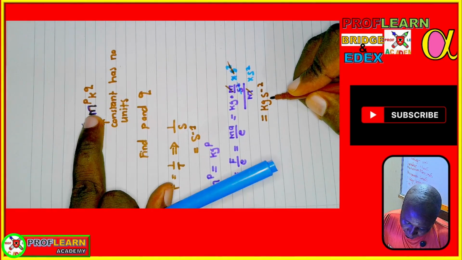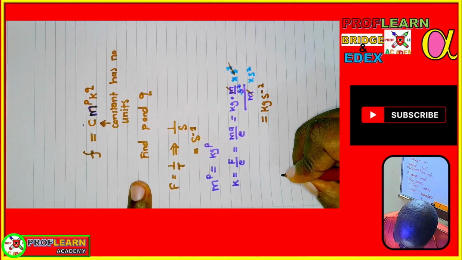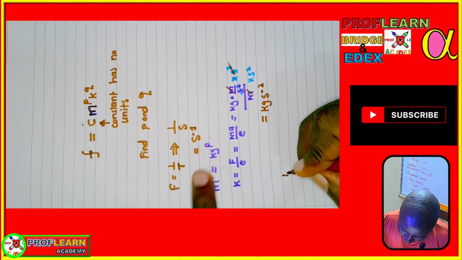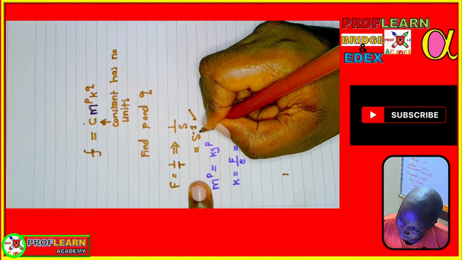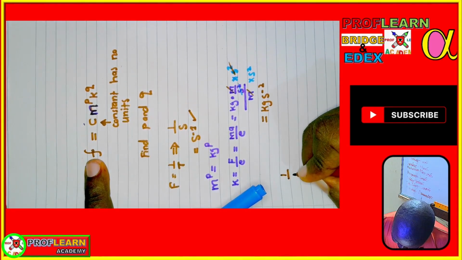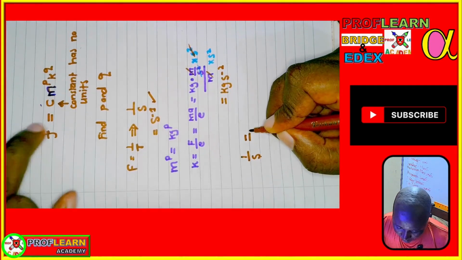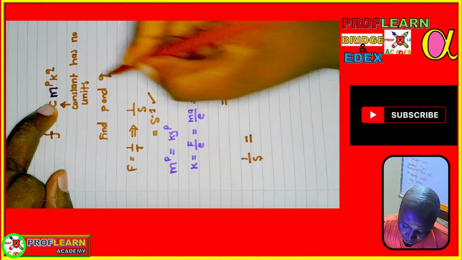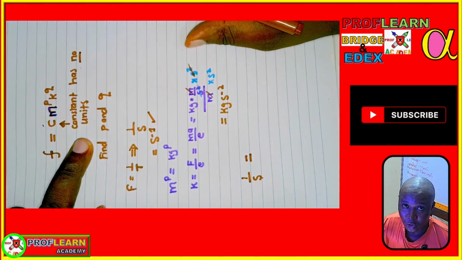So if we combine those units here, we are going to have, let me just write 1 over a second, because the units for frequency is s raised to power negative 1, but I can write it as 1 over a second is equals to, c is a constant, has no unit, so it's a dimensionless constant, it has no unit.